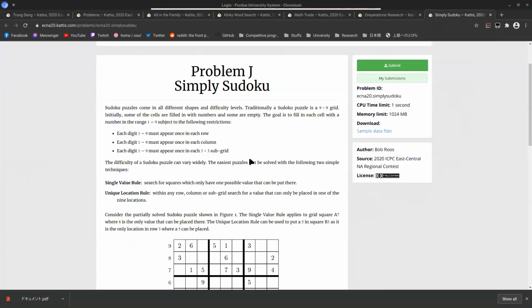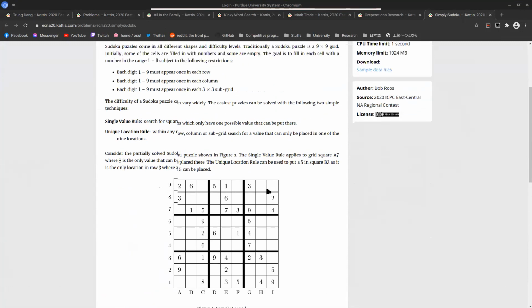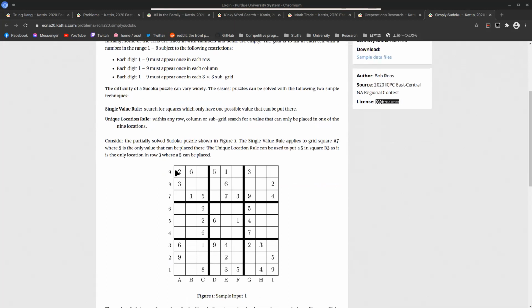So this is the standard Sudoku, and they give you the Sudoku board and they want you to solve it. However, you are only supposed to use two deduction rules. The first one is the single value rule, where you search for squares that only have one possible value to put there. And the second is unique location: in each important range, such as row, column, or subgrid, you search for a value that can be placed in only one of the 9 locations.